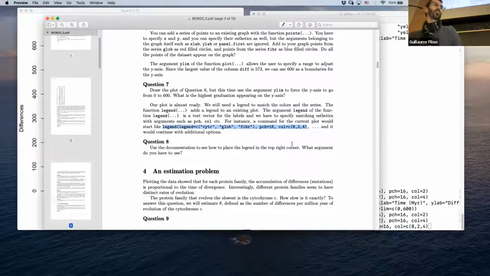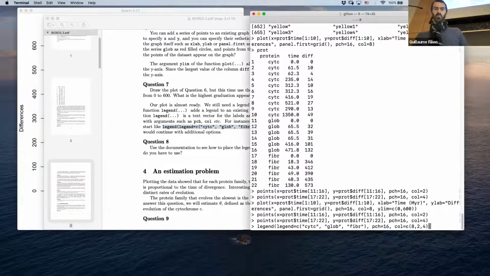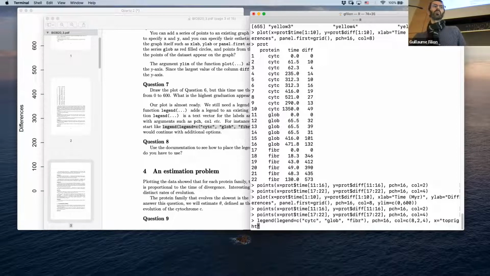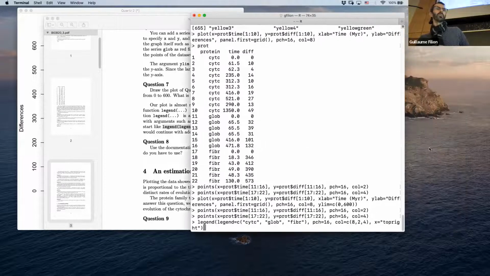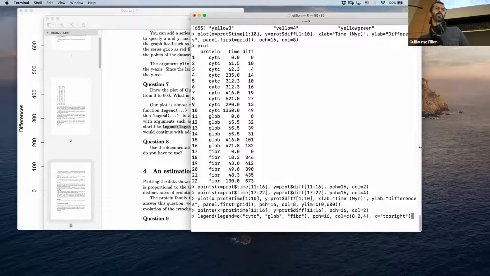Use the documentation to see how to place the legend in the top right corner. What argument do we have to use? Well, I don't need no documentation. I know my stuff. That's x equals, we want it in the top right. This is topright. So this part here becomes harder and harder to read. Okay, that here that I'm highlighting right now, x equals topright, is the way in which you put the legend on the top right. Okay, you can of course have bottomleft, bottomright, topleft. Okay, and that should do it.